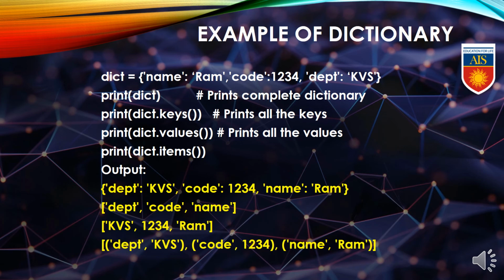Now here we will match the output with the commands given before. For the first option, print dictionary, it will print the entire thing: department KVS, code 1234, then name Ram. Next option was to print all the keys. That means only the fields we want to print, so it will print only the fields like department, code and name. Next option is we want to print only the values. So it will print the values, means the information KVS, 1234 and Ram. Next option is we want to print the dictionary items. So department, code, name along with the information it will print.